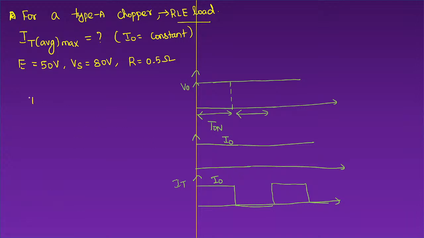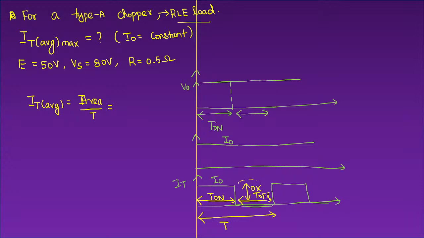From this, how do I express the average value of the thyristor current? That is very easy. Average means the generalized formula is area upon time. Now, how will you calculate the area? The total time period of one cycle will be T, whereas the thyristor will be carrying the output current only during the on time. So we have to calculate the total area. In the second case, the width is the off time, whereas the height will be 0. There is no height. So 0 into T off.